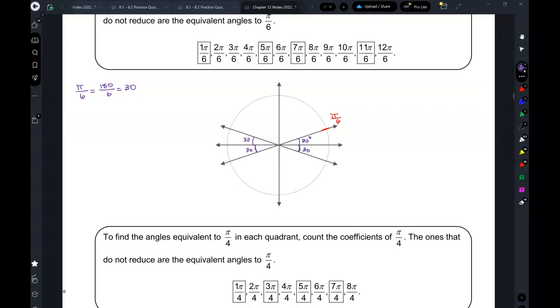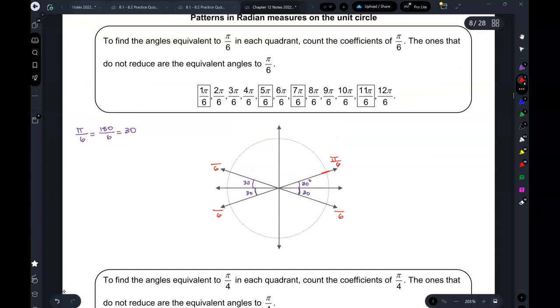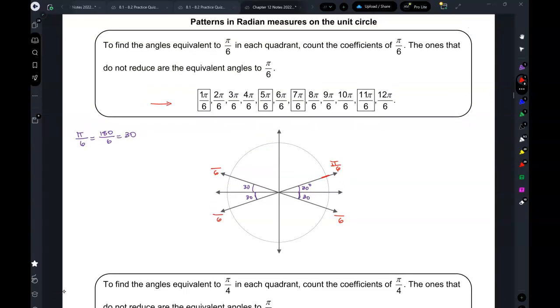Pi over 6. So now, this radian business is like a clock. So you have 1 pi over 6, 2 pi over 6, 3 pi over 6, 4 pi over 6, 5 pi over 6. Okay? So now, all of these have to have over 6. Okay? Because they're equivalent. So now, take a look at what I've done over here. These are all of the coefficients of pi over 6. 1 pi over 6, 2 pi over 6, 3 pi over 6, 4 pi over 6. Look at the pi over 6.